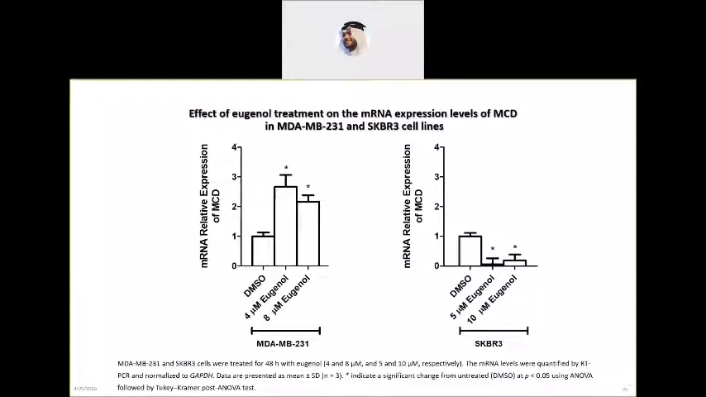Also, we tried to measure the effect of eugenol on the MCD messenger RNA expression in the MDA and the SKBR3 cells by RT-PCR, and our results showed that the treatment of the MDA cells with 4 micromolar and 8 micromolar of eugenol resulted in a significant, more than 150% increase in the messenger RNA expression of MCD, respectively, as compared to the DMSO. In contrast, treatment of SKBR3 cells with 5 and 10 micromolar of eugenol resulted in a significant, more than 90% decrease in the messenger RNA expression of MCD compared to the control.